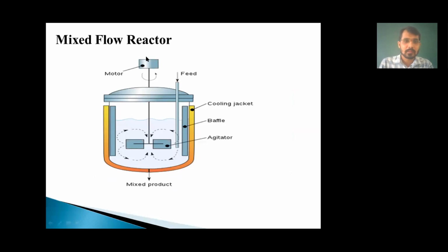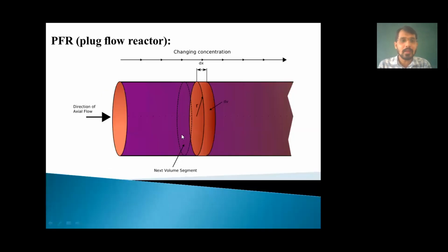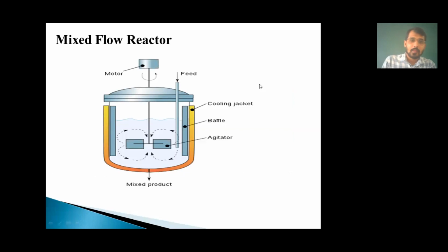Here uniform mixing is there throughout the reactor. That's why no concentration gradient is available. In mixed flow reactor there is no concentration gradient, and in plug flow reactor a concentration gradient is available because there is no uniform mixing in the axial direction. A baffle is used to increase the turbulence, or to increase the heat transfer rate. An agitator is also used for the same, but an agitator is mainly used to get good mixing, and a cooling jacket is used to control the temperature of the reactor system.